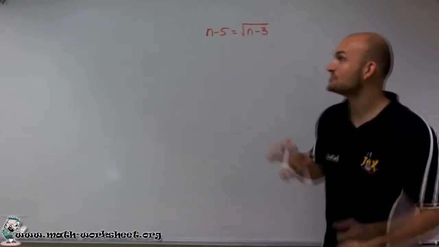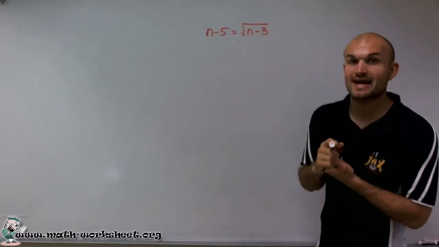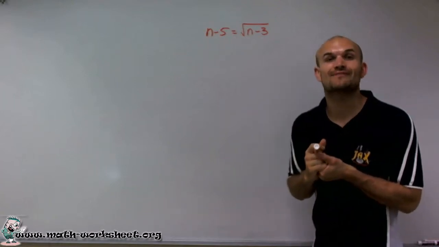Welcome. What I want to do today is show you how to solve this equation: n minus 5 is equal to the square root of n minus 3.